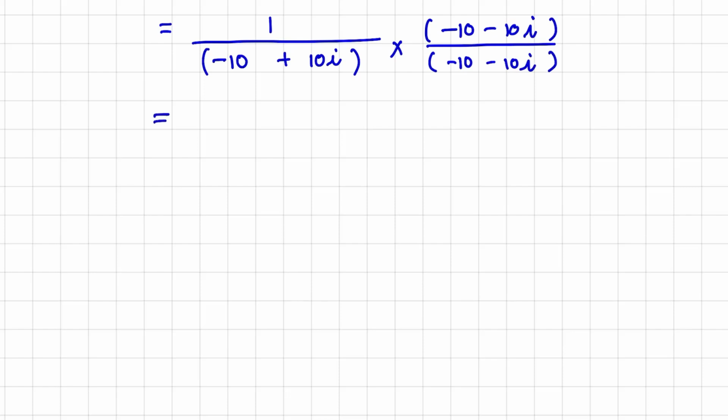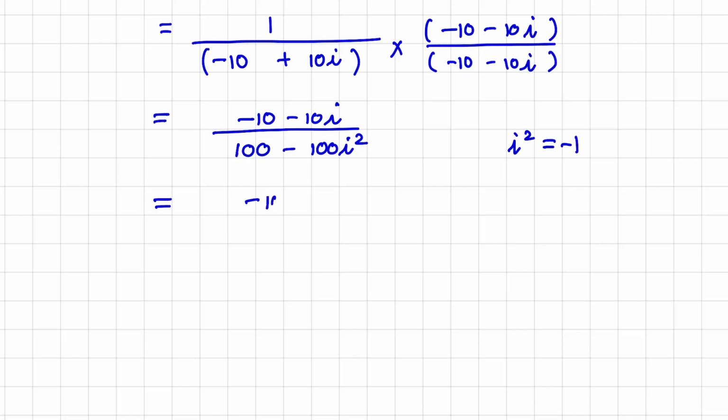And again, I would expand, so 1 multiplied by negative 10 minus 10i is simply negative 10 minus 10i over negative 10 plus 10i times negative 10 minus 10i. So when I expand normally, that will be 100 minus 100i squared, where i squared is equal to negative 1. So now my denominator would simplify to 200, which is a real number.